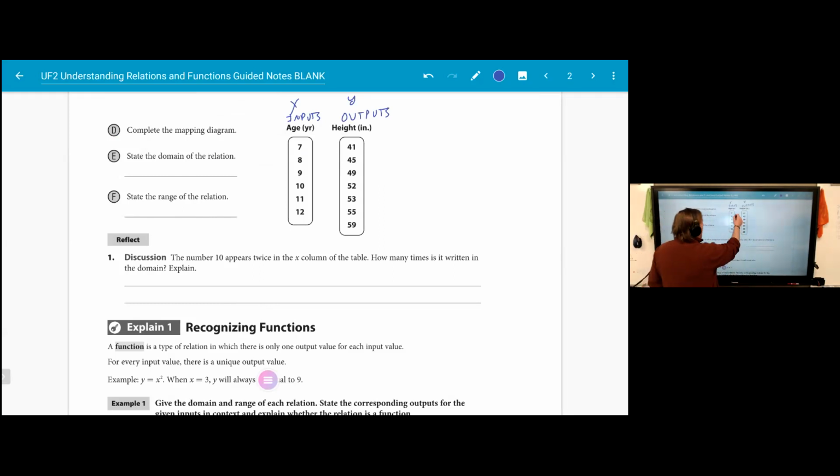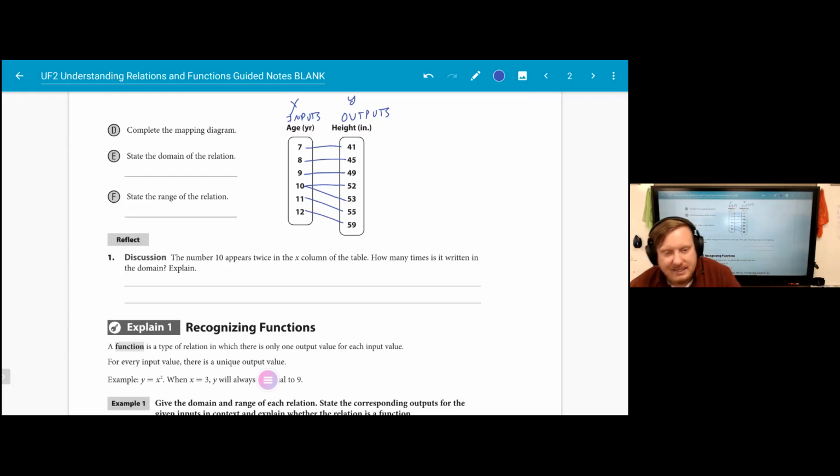7 went to 41, 8 went to 45, 9 went to 49, 10 went to 52 and 53, 11 went to 55, and 12 went to 59. You will notice that we did not repeat 10. 10 is in there one time, even though it's in the initial data set twice. 10 goes to 52 and 53.